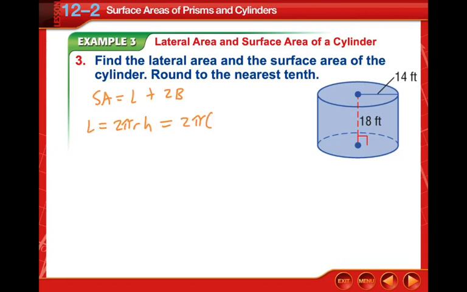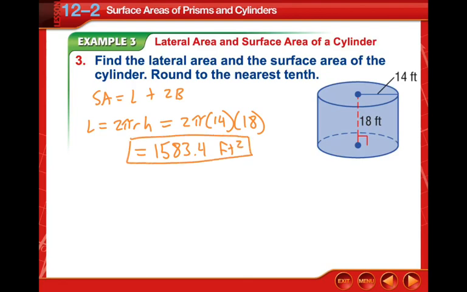All right, so our radius is 14, and our height is 18. So this multiplied out is going to be about 1,583.4 square feet. There's our lateral area. The area of our base is just going to be pi r squared, or pi times 14 squared.